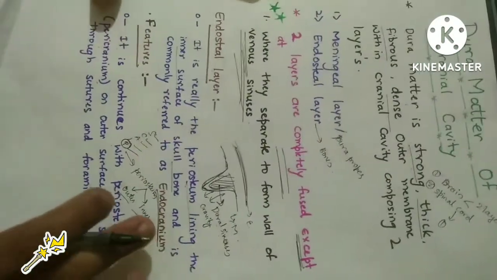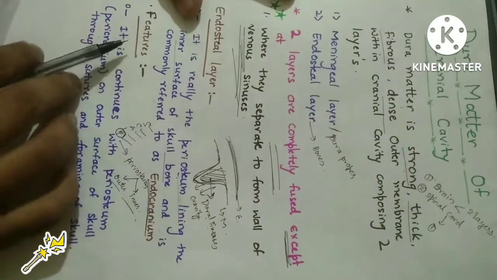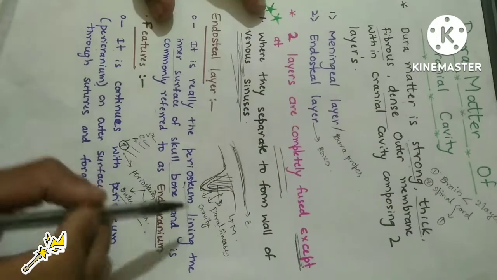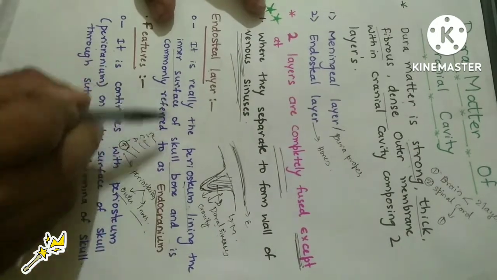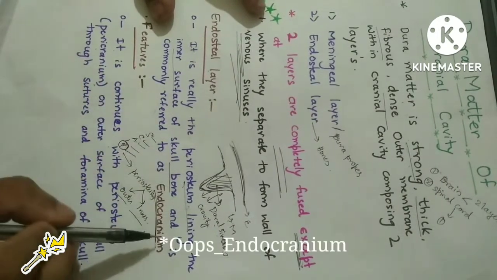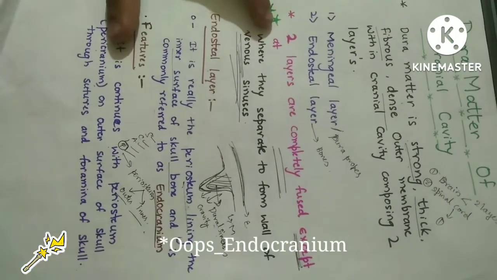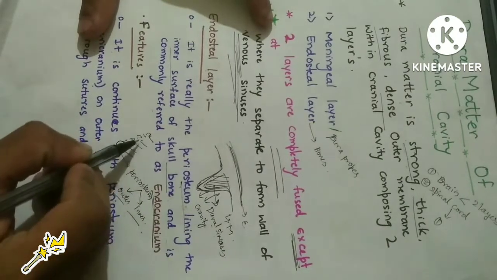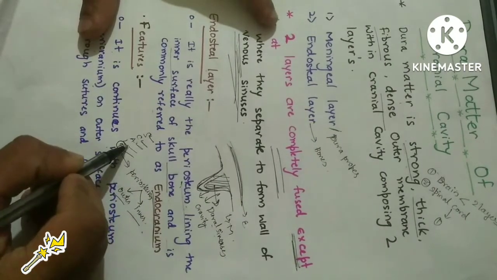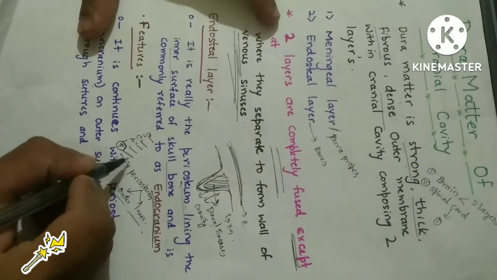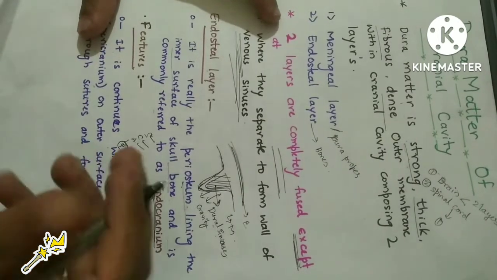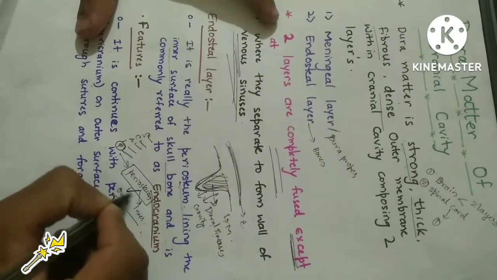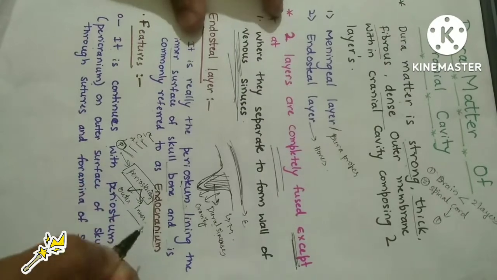Now let us study the outer part, that is the outer endosteal layer. This outer endosteal layer is really the periosteum lining the inner surface of the skull bone. Now we know that our scalp is composed of five layers: the skin, connective tissue, epicranial aponeurosis, loose connective tissue, and the pericranium. This pericranium covers the vault of the skull bone and is called the periosteum. This periosteum has two layers, the outer layer of the periosteum and the inner layer of the periosteum.